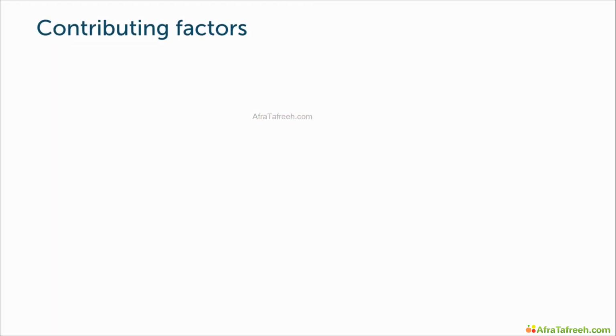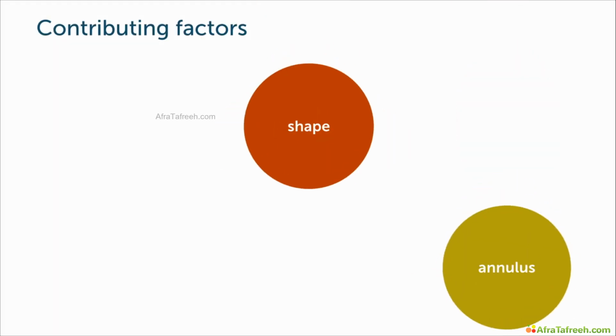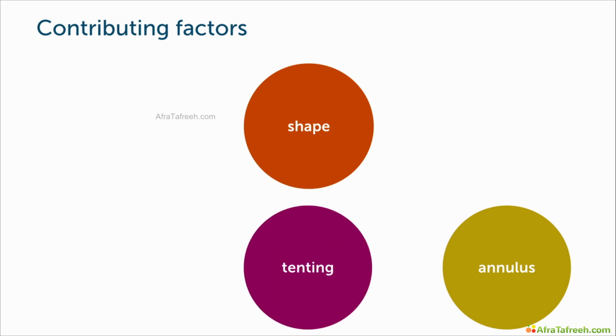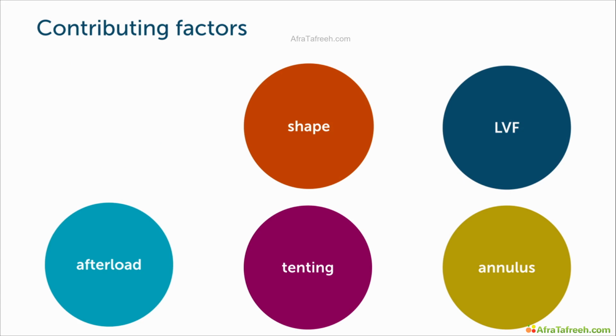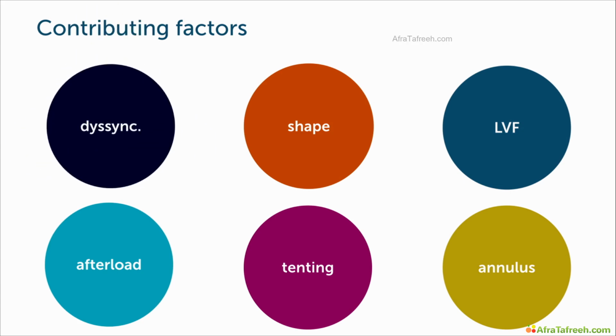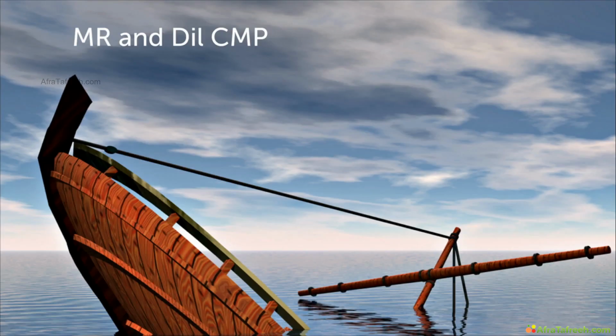To summarize the key points which influence the severity of mitral regurgitation in these patients, it's the shape of the ventricle, it's the width of the annulus, whether or not we've got tenting or restrictive mitral valve leaflet, ejection fraction itself, afterload, in other words, how high systolic blood pressure is, and whether or not dysynchrony is present. But remember one thing, mitral regurgitation brings the ship of dilated cardiomyopathy to sink.